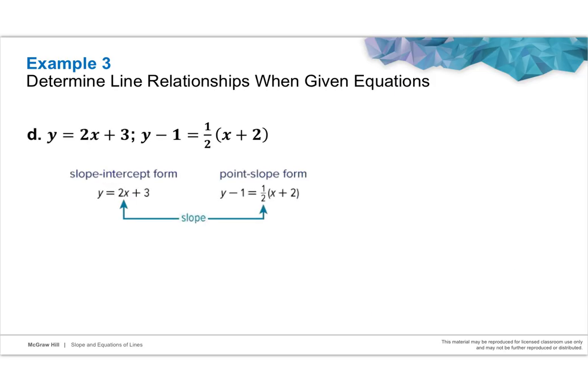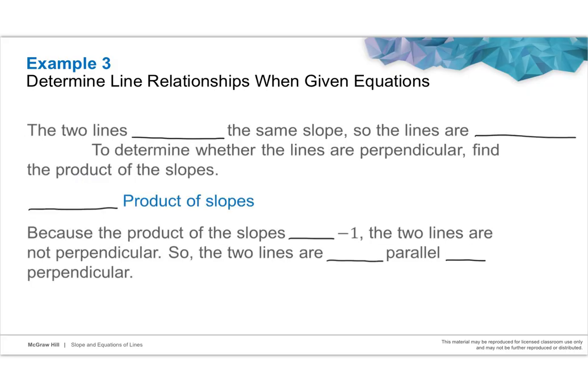In part D, we have two equations, y equals 2x plus 3 and y minus 1 equals 1/2 (x minus something). Find those slopes. In this case, they are 2 and 1/2. And what's the relationship? Those two lines do not again have the same slope, which disqualifies them from being parallel.